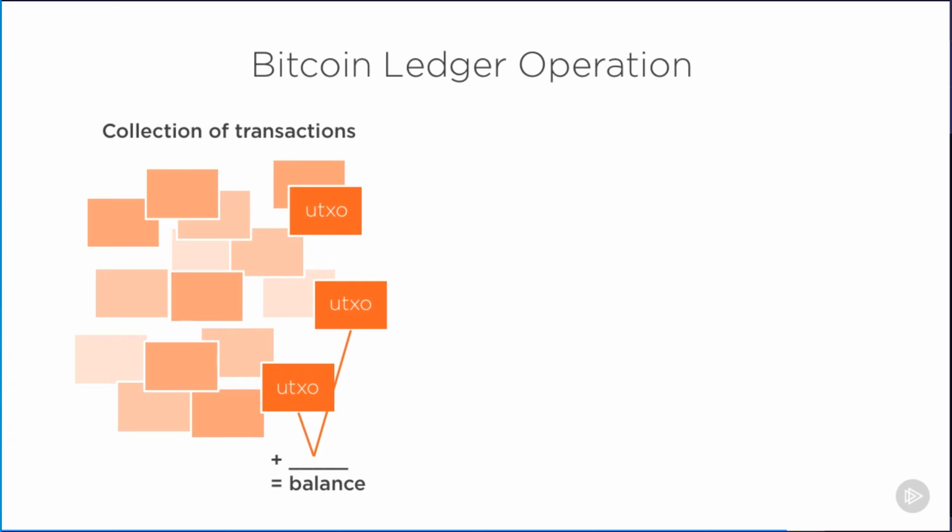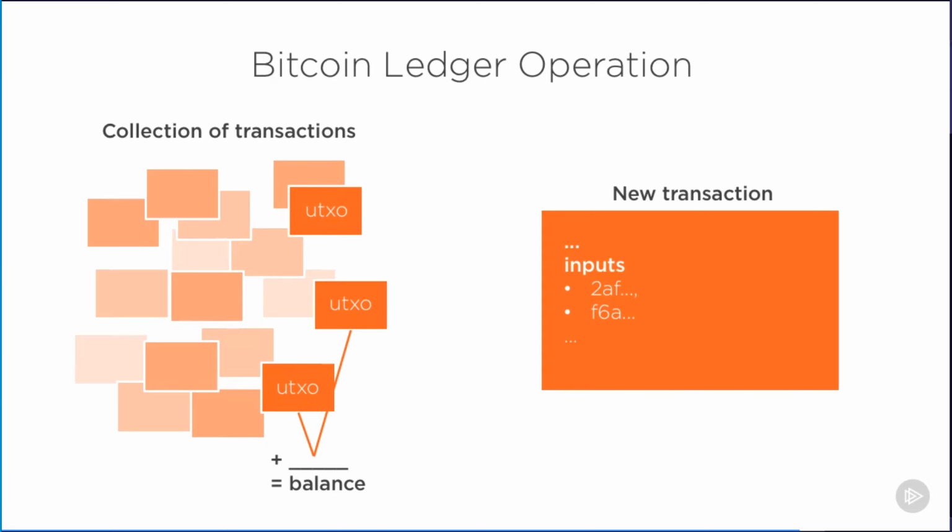To summarize Bitcoin's ledger so far, we see it's a giant collection of transactions. Current balances are the sum of all the unspent outputs of those transactions. And to spend those, you reference them as inputs to a new transaction and provide the script that unlocks each one.